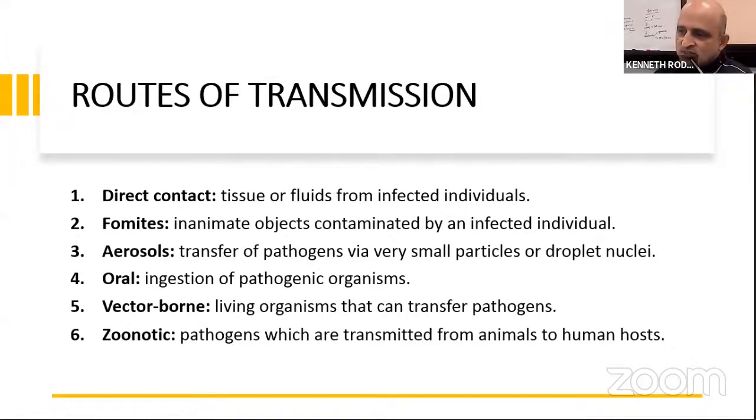We have aerosols, and the oral route. This is generally used in terms of the pathogens which cause food poisoning. We have what is known as an infectious dose, or the number of colony forming units which can lead to infection in a healthy human adult. And we have vector-borne pathogens, which are transmitted via, for instance, flies, ticks, as well as mosquitoes. And we have zoonotic pathogens, which are transmitted from animals to human hosts and vice versa.